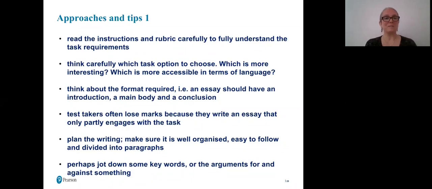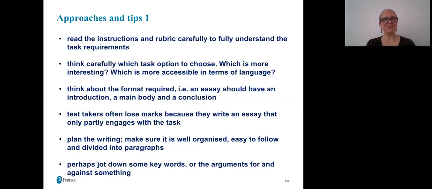Firstly, consider which is more interesting, which is more engaging for you, which do you have more experience with, but also importantly, think which task is more accessible to you in terms of language. You know, where do you have the most kind of language at your disposal? Which would you do best at?